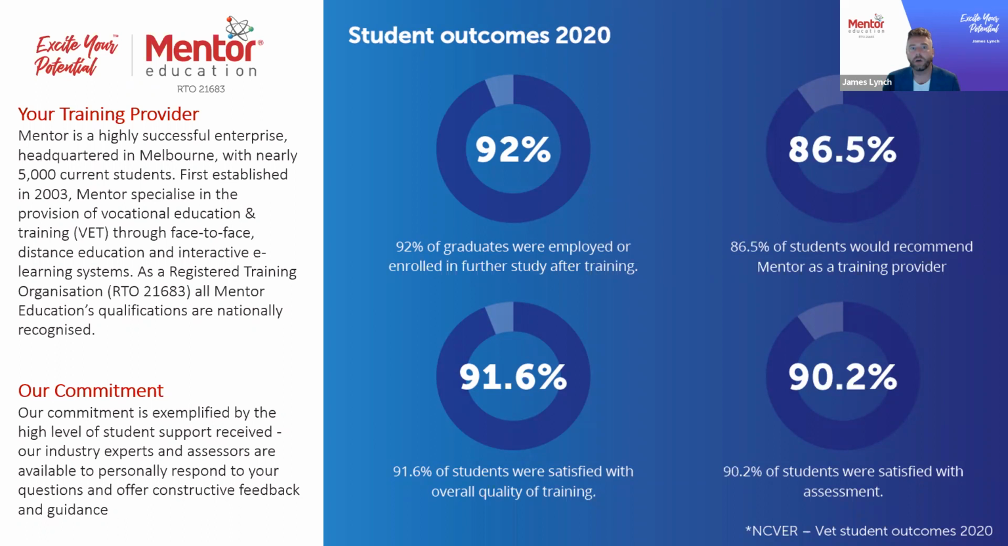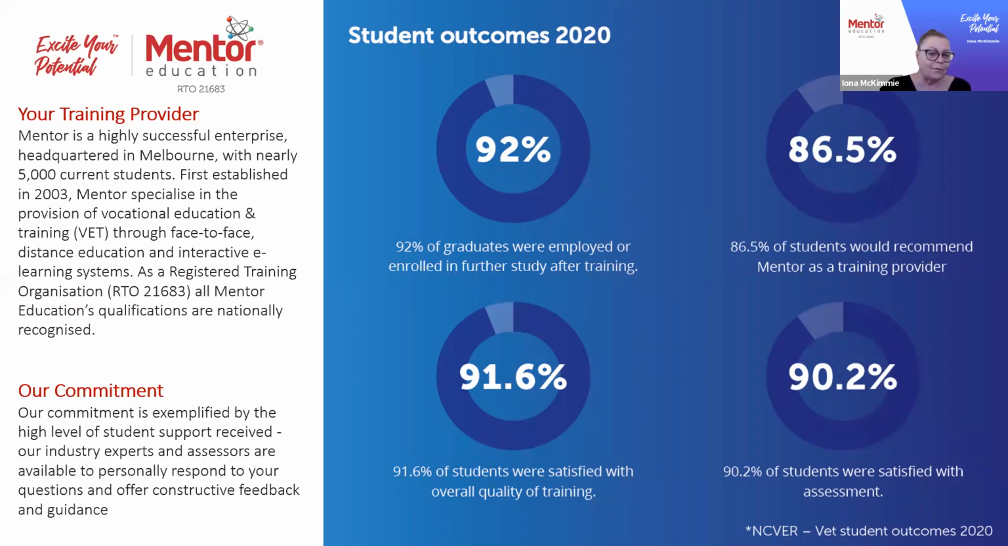So with that in mind, I'm going to talk to us about some of the numbers we've got up here in front of us. Thanks, James. So what we see here on screen is the student outcomes from the National Centre for Vocational Education and Research VET Students Outcomes Survey that is done every year. So in 2020, 92% of our graduates were employed or enrolled in further study after training. 90.2% of our students were actually satisfied with their assessment, and 86.5% of our students would recommend Mentor as their training provider.